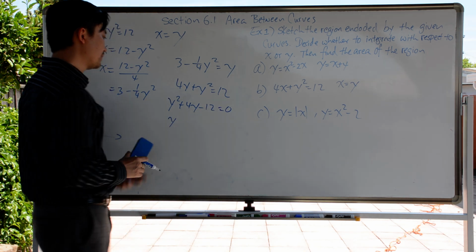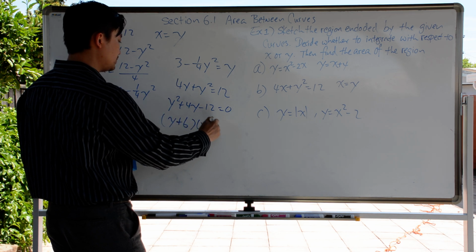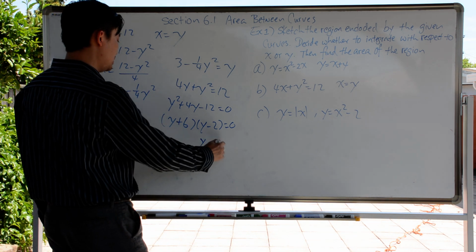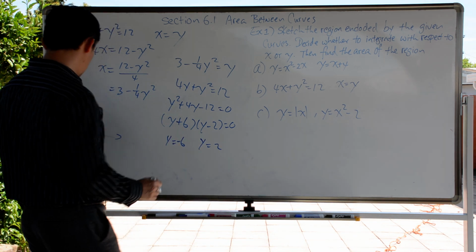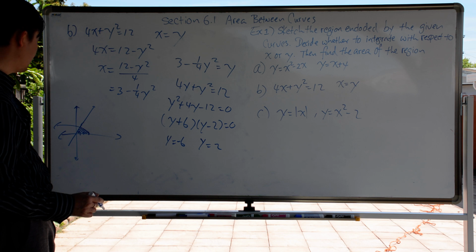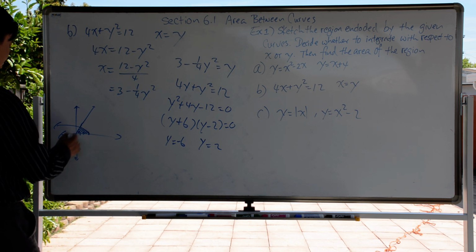So (y plus 6) and then (y minus 2), because we want to factor it, so we got y equals 2, and then y equals negative 6. So the boundary here is actually from negative 6 all the way to 2. Okay, so the boundary for the curve is all the way from negative 6. So try to extend the line here. So all the way up to 2, right?